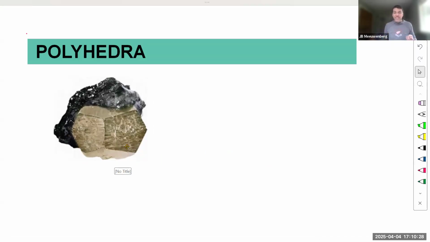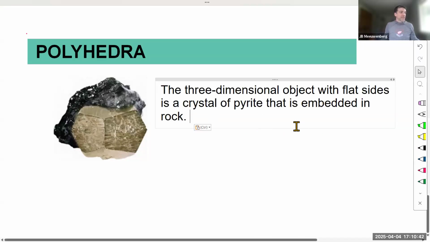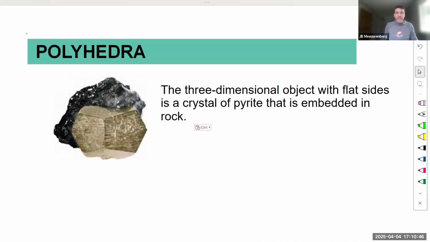These are interesting because these are things that actually occur in nature, okay? And so this is a three-dimensional object with flat sides. That's what a polyhedra is. Three-dimensional object with flat sides. And again, we can see this one embedded right in rock. And I think it's fascinating that those sorts of figures actually occur naturally.